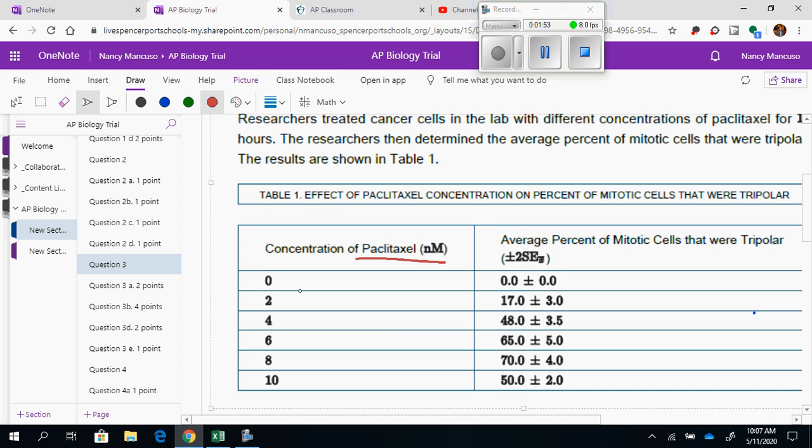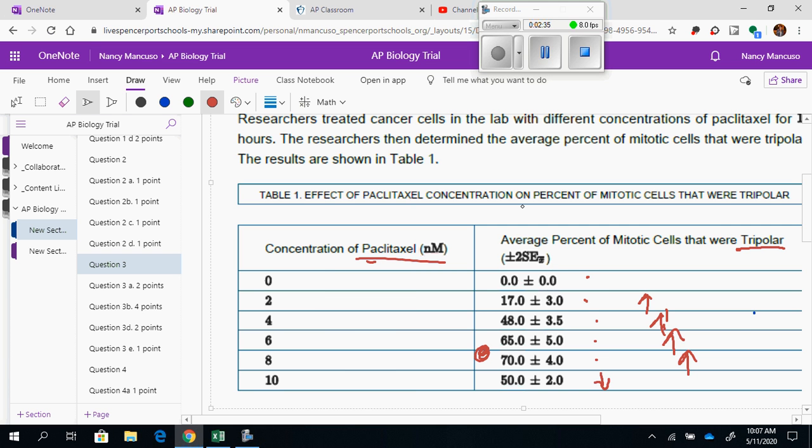So as I increase concentration, the average percent that are tripolar. So no P, none are tripolar. A concentration of 2, it goes up to 17, and then 48, and then 65, and then 70, and then down. Oh, this last one goes down. So it goes up, up, up, up. And then this last treatment actually was a little bit less than the one before it. So it seems like right around here is our best concentration that will cause tripolar cells.